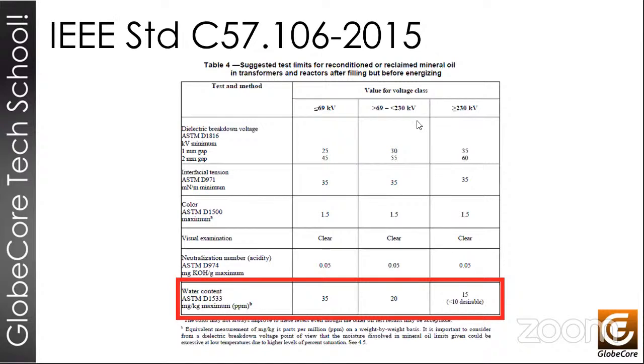Moisture in ppm is only one parameter, though, so we also have to control the saturation of oil with water and the amount of moisture that is transferred from oil to paper, which are other very important constraints that we also must take into consideration. And we can go to our next slide.